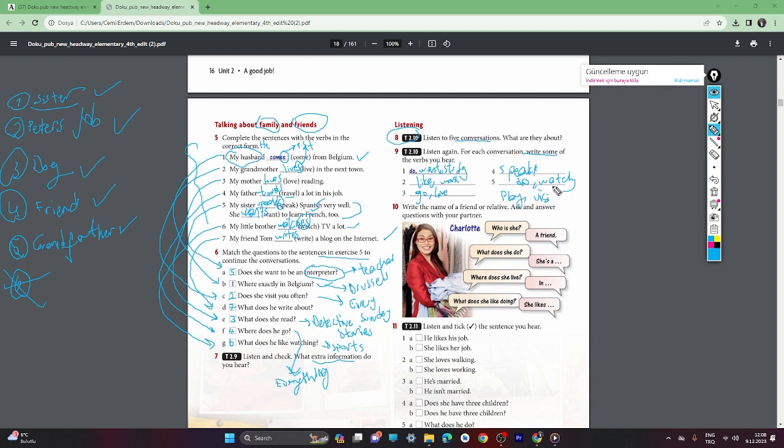Okay, we heard some of the verbs here, like do, want, study, like, watch, earn, go, love, speak, do, watch, play, visit. These are the words we heard from the conversations. If you heard some of the other verbs, you can write them down as a comment.